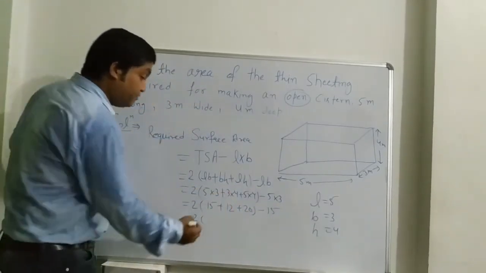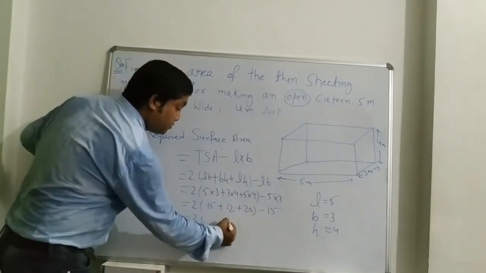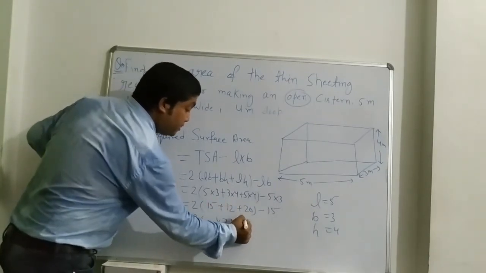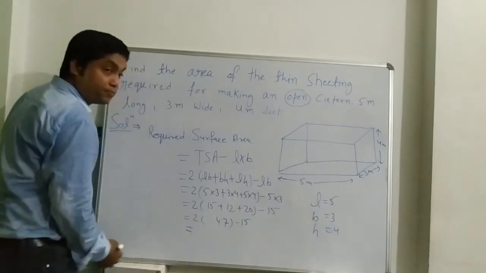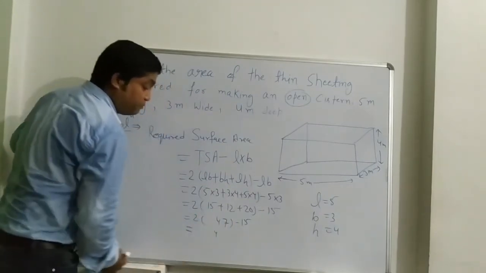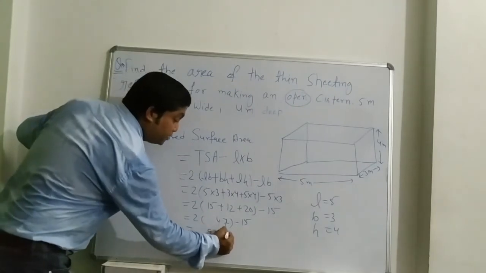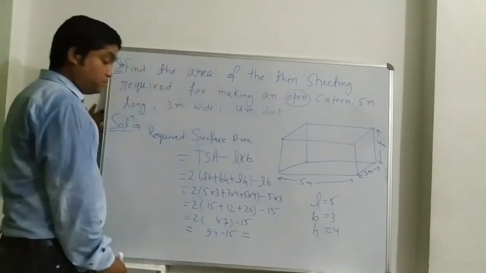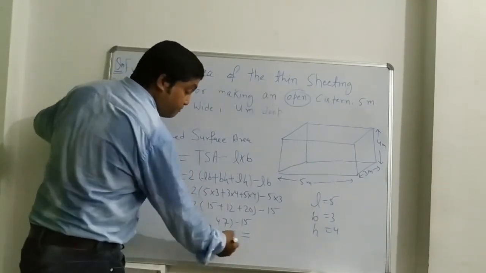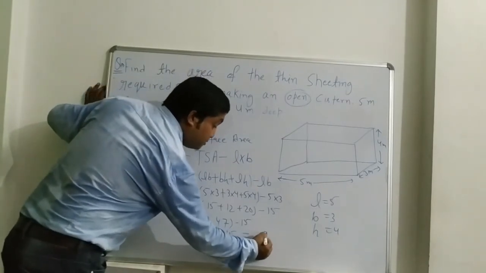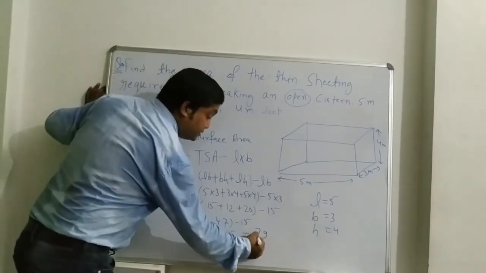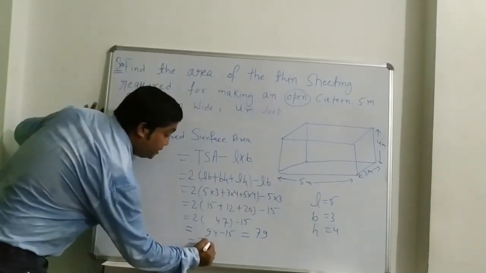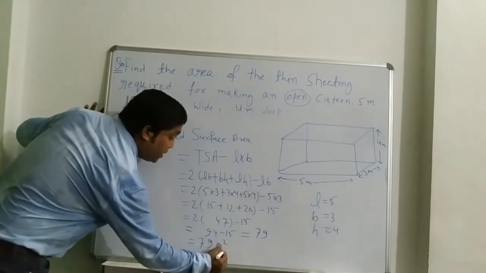On adding them, we have 5 plus 2 is 7, plus 2 is 9, plus 1, 47, minus 15. Multiply them: 7 2s are 14, 4 carry 1, 4 2s are 8 plus 1, 94, minus 15. When you subtract, 14 minus 5 is 9, and 8 is 79. Then the required surface area is equal to 79 meter square.